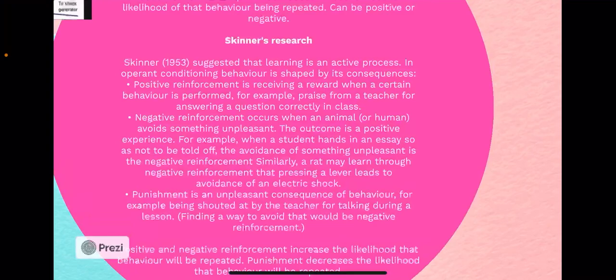You should have a key study for Skinner's research, and in the workbook, or the worksheet, it asks you to describe Skinner's research. So you can go into a little bit more detail about Skinner's research on that worksheet, and make sure you use your key study sheet to help fill that out.